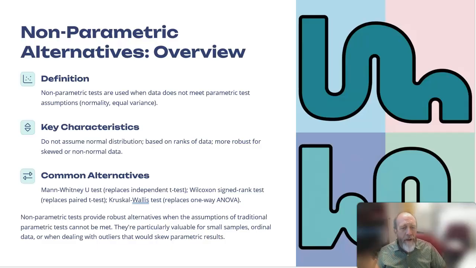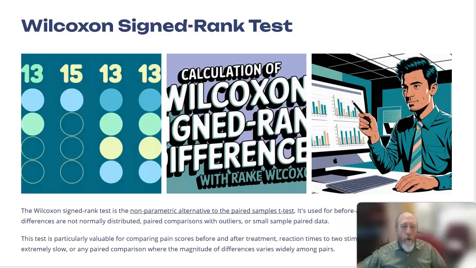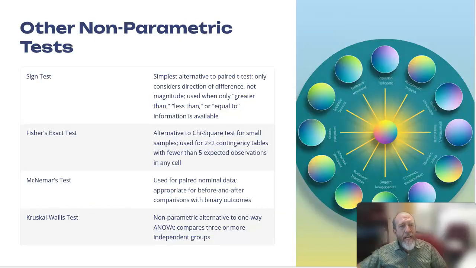Okay, well, there are tests for that. I'm going to tell you right off the bat, we're not going to do any samples of non-parametric. I'm going to cover it because you need to know that there are tests that do exist to deal with these types of data. So the Mann-Whitney U test, the Wilcoxon signed-rank test, and there's a few others: the sign test, Fisher's exact test, McNemar's test, and Kruskal-Wallis test.